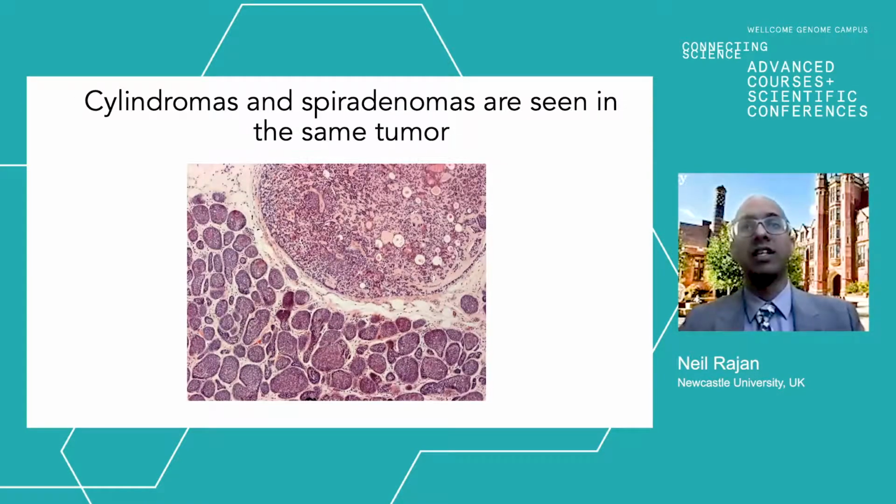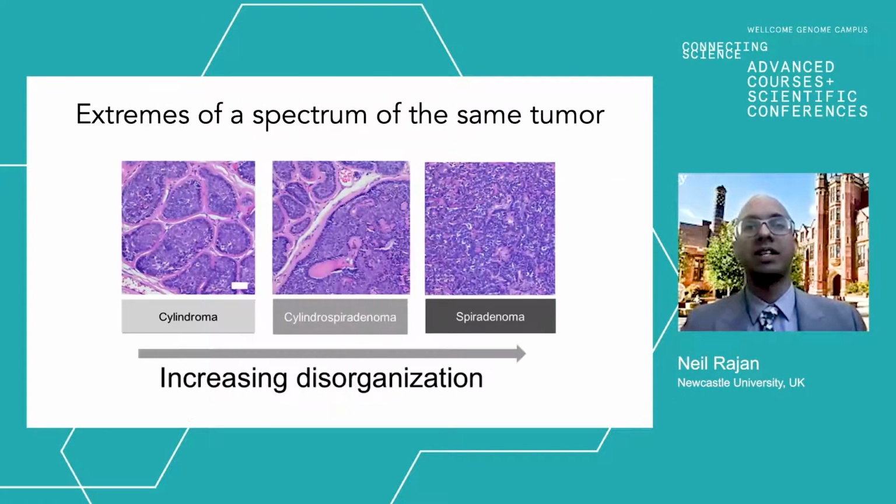Now, interestingly, you can sometimes get the two tumor patterns in the same excision sample, and in the past, this was considered to be a collision event between two different tumors, but we've gone on to show over time that actually it's really the same tumor. However, within that tumor, there can be different levels of organization, with cylindroma at the organized spectrum, and intermediate, which is cylindrospiradenoma, and finally a disorganized version, which is called spiradenoma alone.